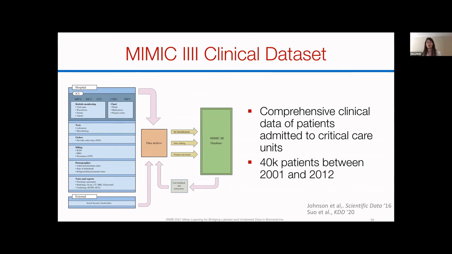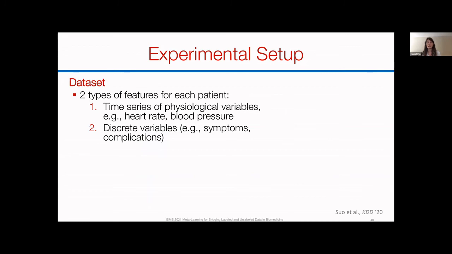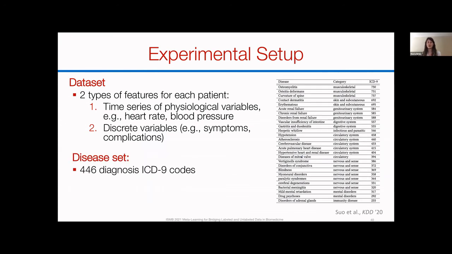So to predict the diseases, two types of features are included for each patient: time series and discrete features. Time series features are physiological measurements such as heart rate, blood pressure, and temperature, while discrete features are symptoms, complications, and related procedures. And as a set of possible diseases, around 400 diseases are extracted in a way to ensure that different target disease cohorts have no overlapping patients, and also that there are at least 20 labeled patients per disease.